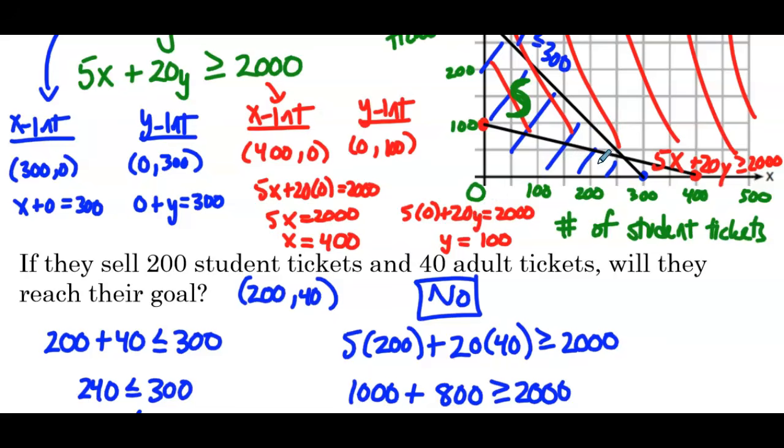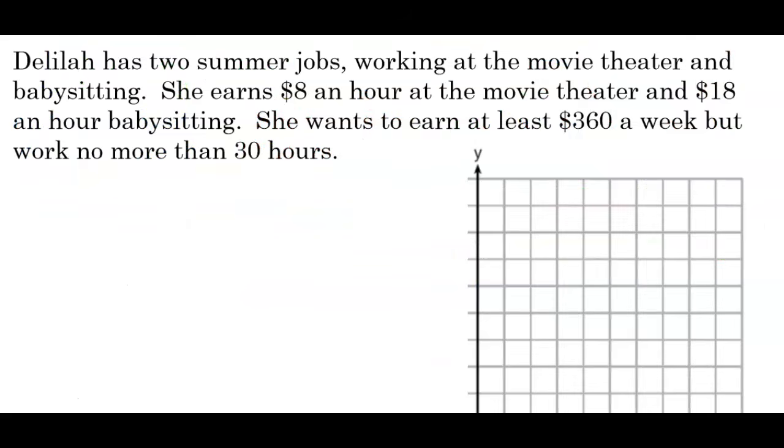Okay, so we could have figured it out off the graph, but because it was close, we can check our work algebraically. One more example. Delilah has 2 summer jobs, working at the movie theater and babysitting. She earns $8 an hour at the movie theater and $18 an hour babysitting. She wants to earn at least $360 a week, but work no more than 30 hours.